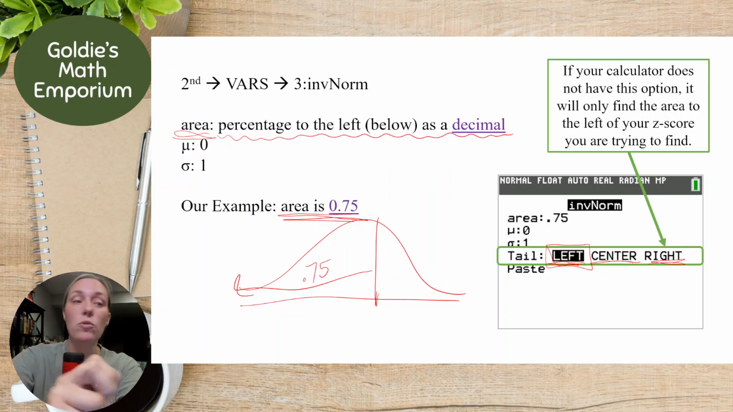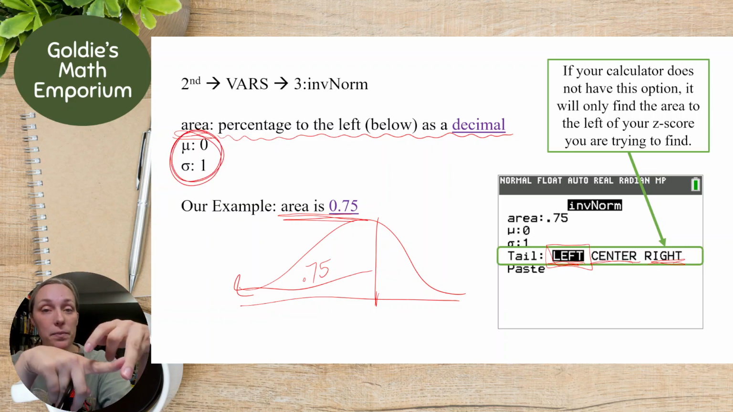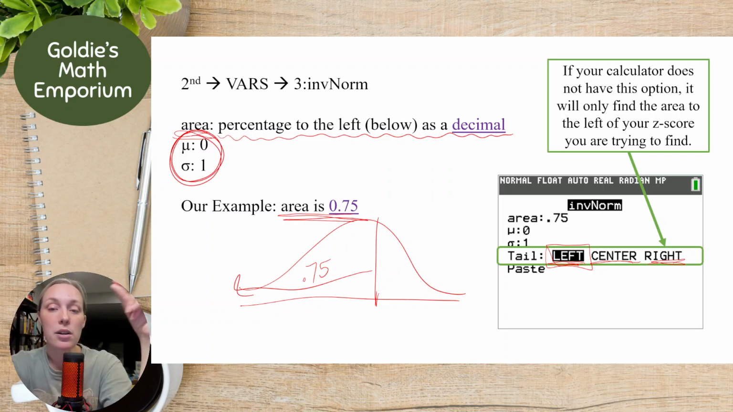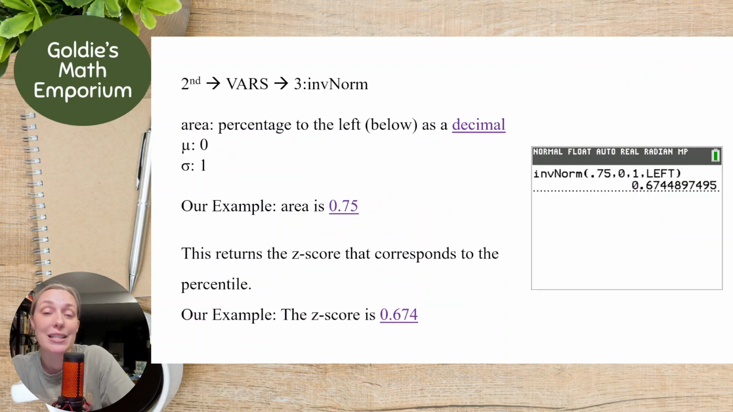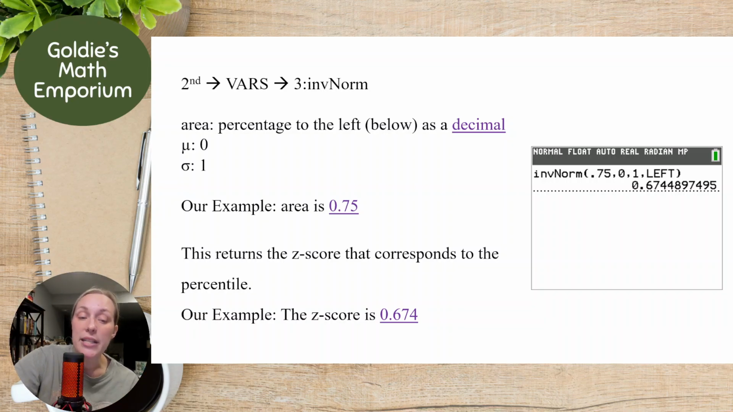Now we're trying to find the z-score. So we're going to put in the mean and standard deviation of our standard normal, which is 0 and 1. So find your z-score by putting in a mean of 0 and a standard deviation of 1. You press paste, and I think you have to press enter one more time. Then it returns the z-score that corresponds to the percentile. In our example here with our sleep, our z-score is 0.674. But we're not done yet. We found the z-score. Now what do we do?